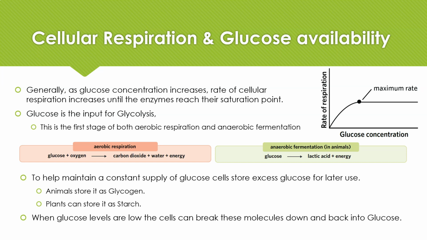And what that means is those cells, when they're experiencing times of low glucose levels, can actually go back to these molecules, this glycogen and this starch, and they can break them down to free up that glucose and release it back into the system so that their cells now have increased their glucose levels to the point that they need to function properly. So that is the first thing with how glucose availability can affect cellular respiration. Obviously, low glucose, low rate of reaction, high glucose, higher rate of reaction, and it will increase as you increase it to the point where it hits its maximum rate.